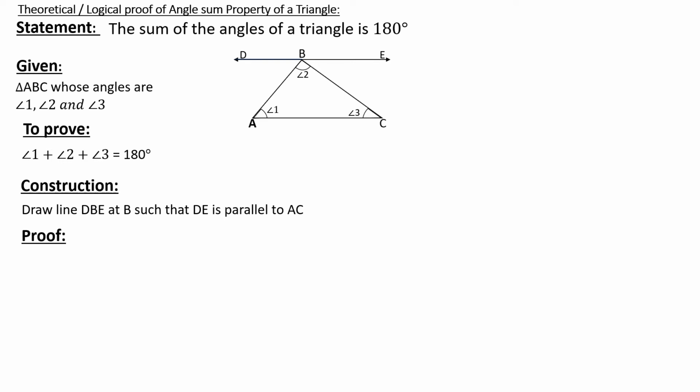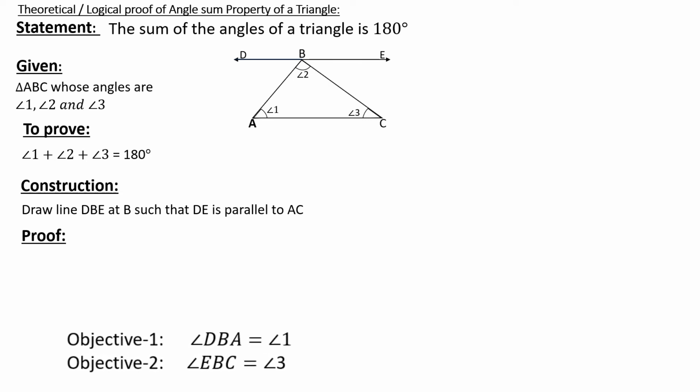Before going to the proof, I like to put it in some objectives. What I will be doing first, what next, what third, how will I conclude it. I will put forth the logics in a sequence. So first, I will be taking two objectives in this, objective 1 and objective 2. Angle DBA equal to angle 1. I am taking this angle, I will just take red color. This is angle DBA.